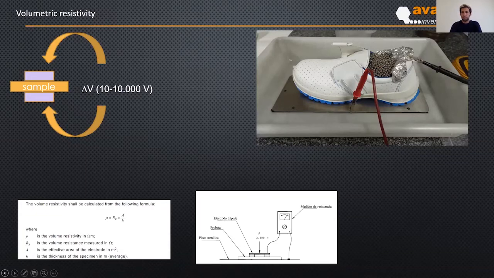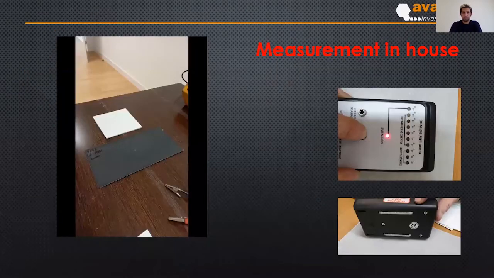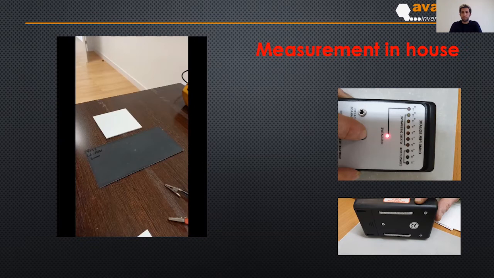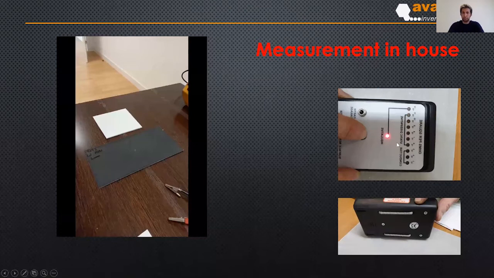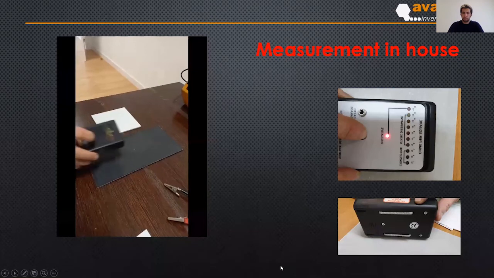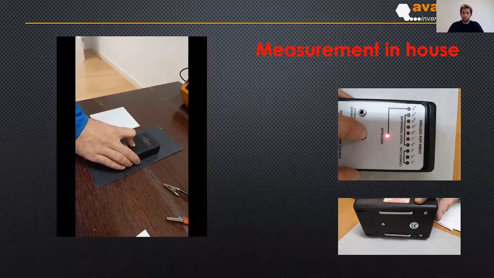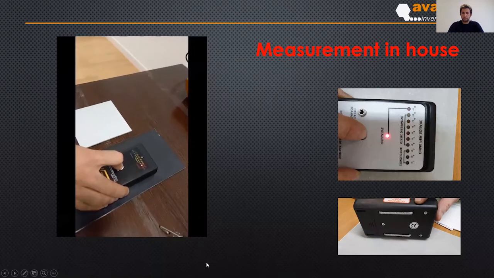In the following slides, we are going to see how we can make some measurements at home, not 100% perfect, but giving us an idea of how we can find a solution. The first one, we are going to use an instrument like this, the ohmmeter, and we are going to see how very easy it is. If you have this material at home, you can make this measurement very easily.